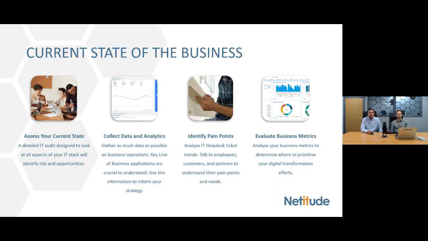So speaking of the audit, analysing the current state of your business is a really key part to do at the start to understand where you are and what your IT systems look like. So assessing your current state is a detailed IT audit, which is again what we've just mentioned there, to look at all aspects of your IT, to identify risk, to identify opportunity, and to give you a detailed picture of what your IT systems currently look like.